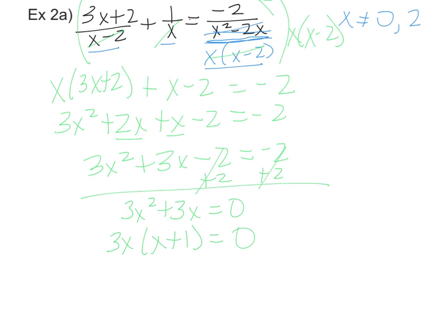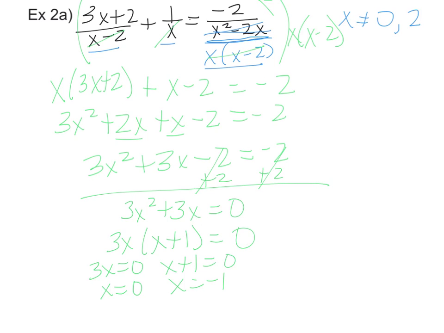Now, they both have an x term, so you take everything you've got and set those equal to 0. So 3x equals 0 and x plus 1 equals 0. When I divide the first one by 3, I get x equals 0. And subtracting 1, I get x equals a negative 1. Those are my two answers, right?